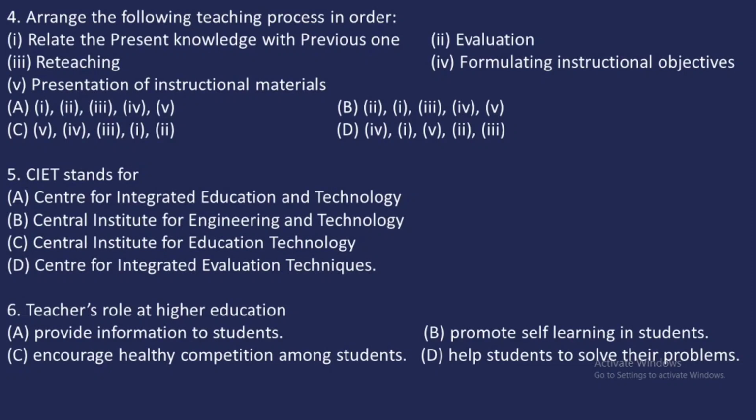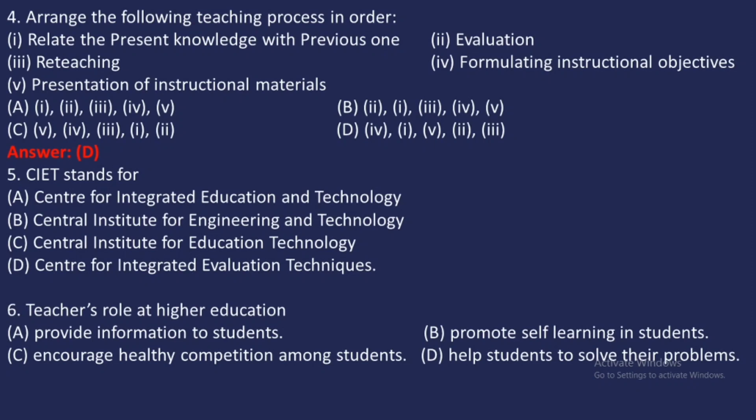Arrange the following teaching process in order. There they have given 4 options. Relate the present knowledge with previous one, evaluation, reteaching, formulating instructional objectives, and presentation of instructional materials. Here the right one is option D, that is formulating instructional objectives, relate the present knowledge with the previous one, and presentation of instructional materials, and evaluation, and at last reteaching.